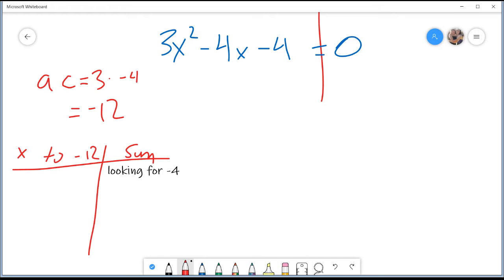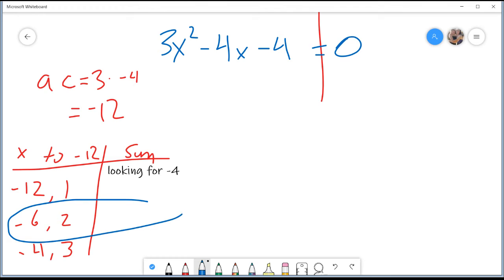Our options are negative 12 and 1, negative 6 and 2, negative 4 and 3. And if you've got your brain turned on, I think we can see that this is going to give us the answer we want. That's going to give us a sum of negative 4, because this will be negative 11, and that'll be negative 1.